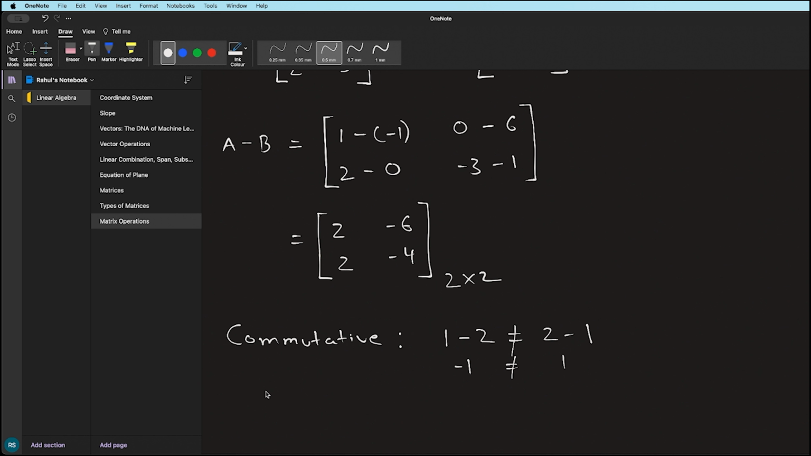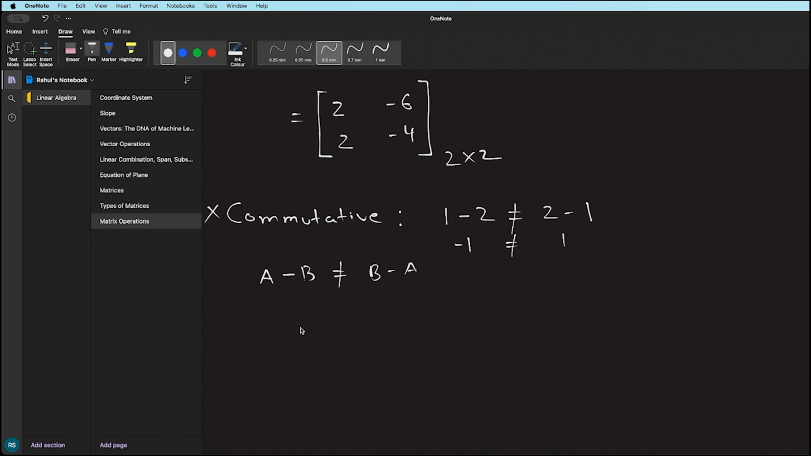Similarly, if I subtract B from A, or A from B, that is B minus A, it is also not valid. A minus B is not equal to B minus A. So the commutative property is not valid for matrix subtraction. Now let's figure out the associative property.